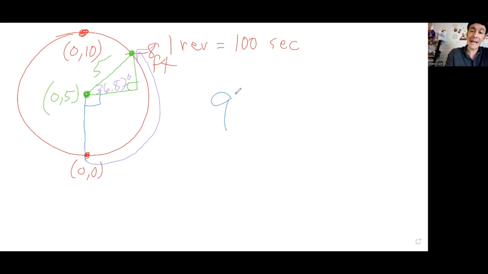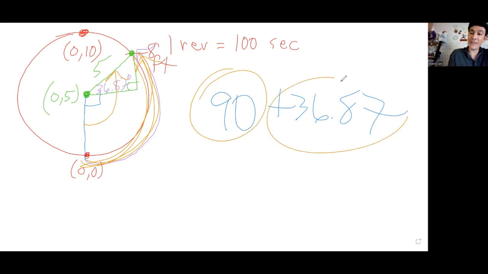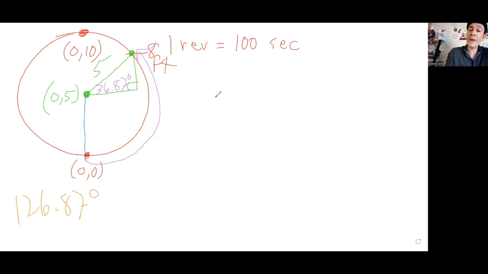That there, that's 90. And if you add the 36.87, if you combine them together, you get this orange. That orange is the same as this purple movement. So look, you know how a full circle is 360, and you know how halfway is 180, and you know how a quarter is 90. Well, from you to your friend, it's 90 plus that. How much is 90 plus 36.87? That's 126.87 degrees.